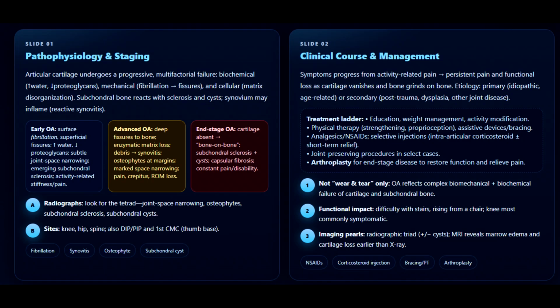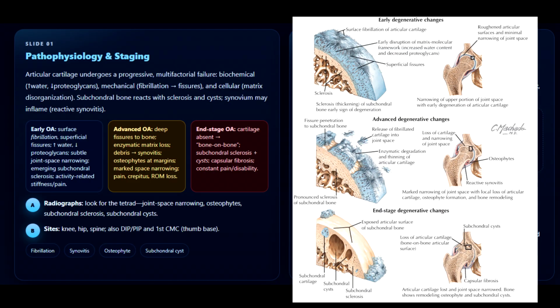Now, let us bring all of this anatomy into the clinical domain by examining the progressive failure of articular cartilage, osteoarthritis, the most common joint disorder worldwide. At the top of the figure, we see early degenerative changes. The once glassy, smooth surface of hyaline cartilage begins to show fibrillation, small surface irregularities that roughen the gliding surface.